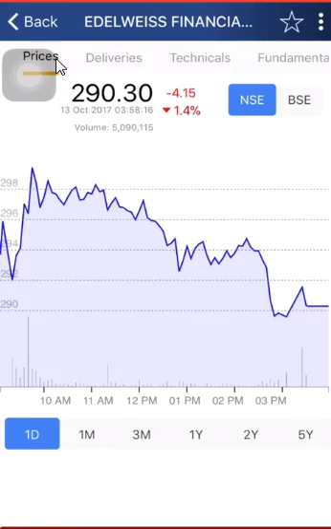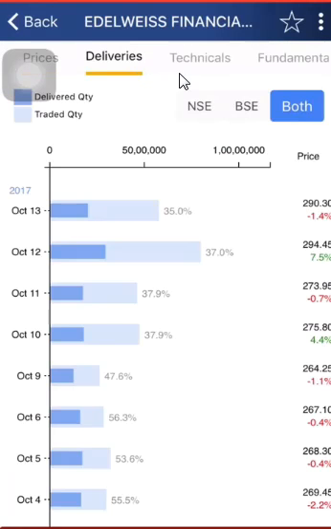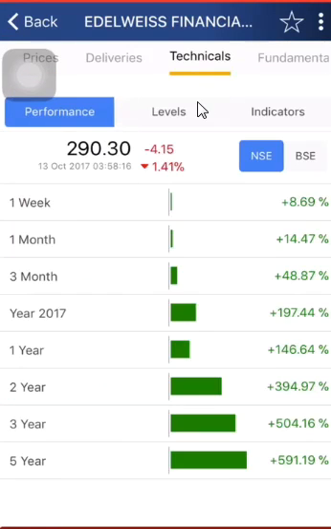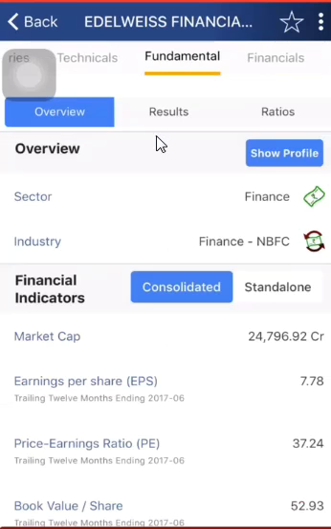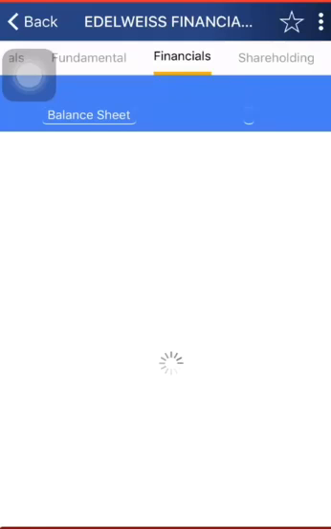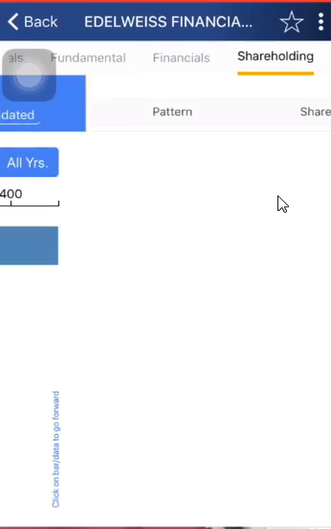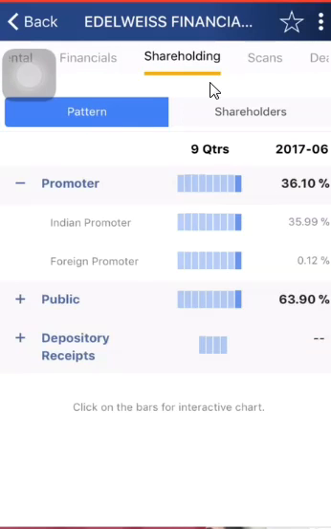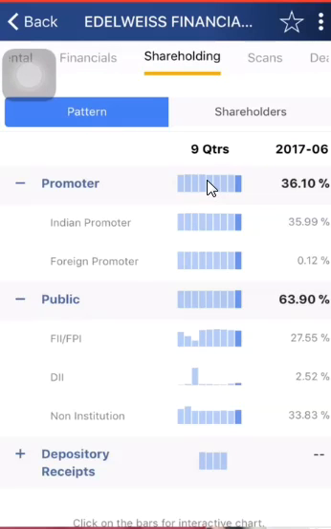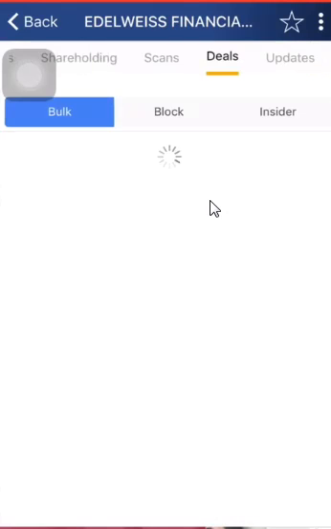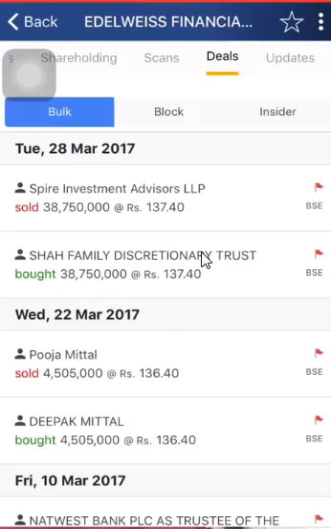Then in the stock sections we saw that there is price, then there will be deliveries, and then will be the technicals, what are the technical indicators, then the fundamentals, and the most important part will come as the financials, where you can see how the company is performing, and you can see whether the company is making profit or loss, and you can also see the shareholding pattern, how much stock is held by the promoter. Then you have the scans, the different scans, what is the stock doing, and the deals on this stock.